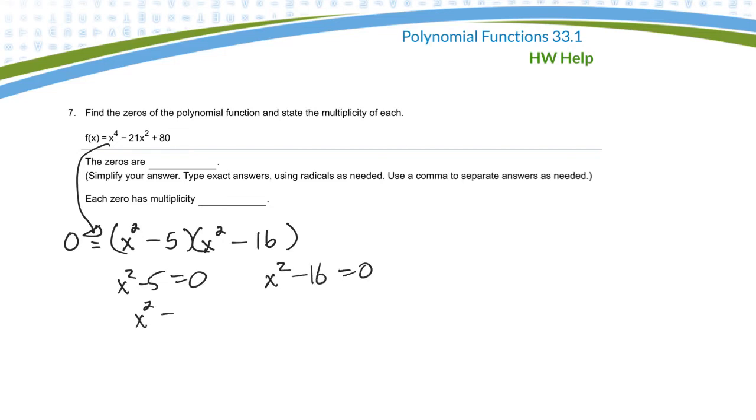This one I'll have x squared is equal to 5. Square root principle on both sides, I get plus or minus root 5. This one, x squared is equal to 16. Square root principle, I get x equals plus or minus 4.